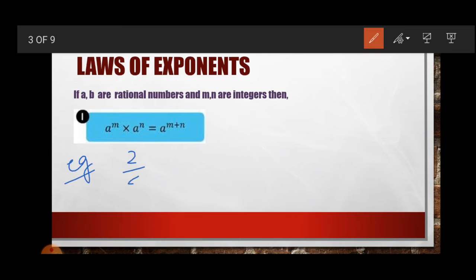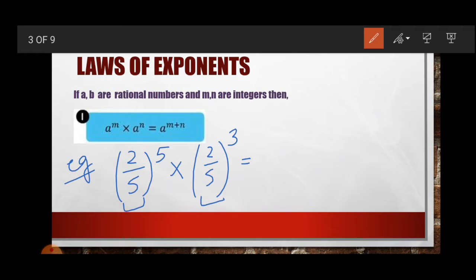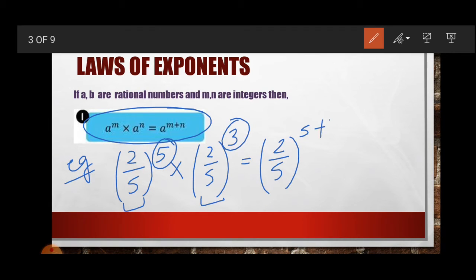2/5 raised to the power 5 multiplied by 2/5 raised to the power 3 is equal to, the base is the same, 2/5, and the powers are different, 5 and 3. So according to this law, we can write it as 2/5 raised to the power, add the powers, 5 plus 3, which is 2/5 raised to the power 8.